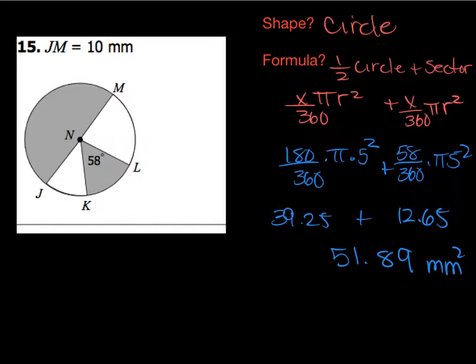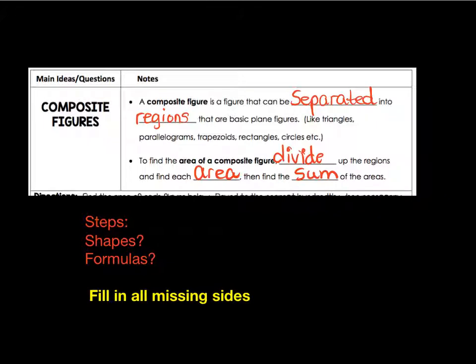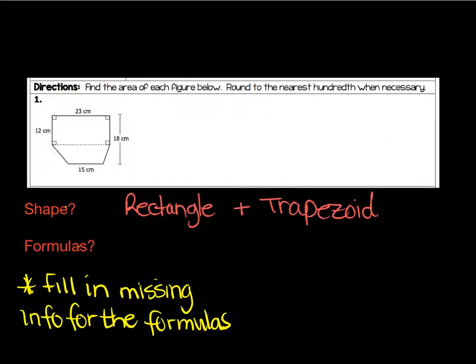millimeters squared. This section is called composite figures. Basically, I feel like we just did composite figures because we divided some parts up and we found the areas of the two. However, here are the notes, here are the steps, shapes, formulas. Sometimes we may have to fill in missing information.